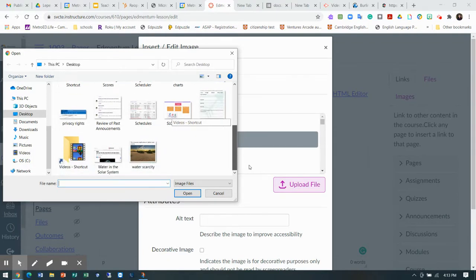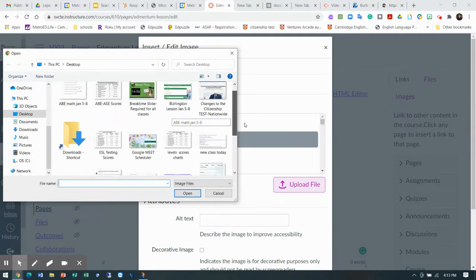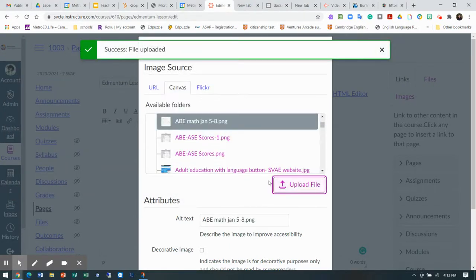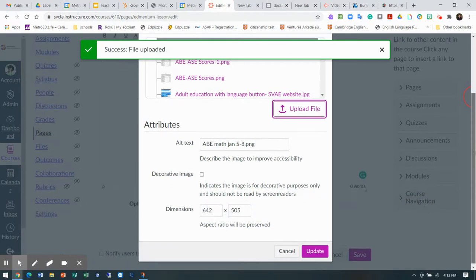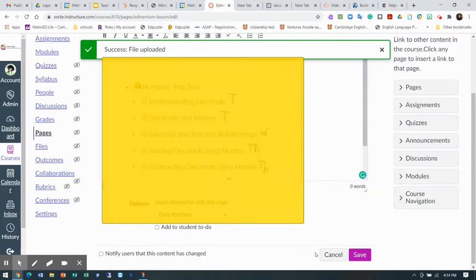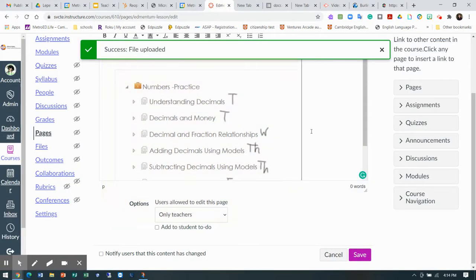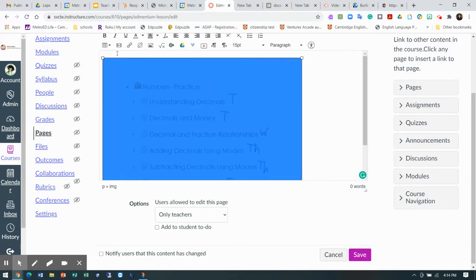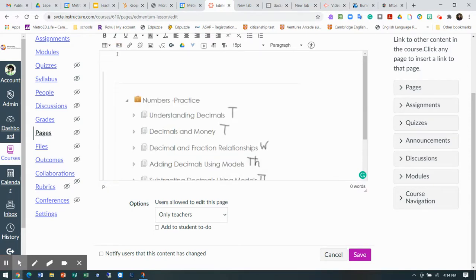Okay. So I'm going to look here and see my picture that I just took a picture of, ABE Math. There it is. Boom. Put it right in there. Scroll down, update. There it is for them to see. Big, bright, bold. It's right there for them. No worries, no terrifyingness, right? I don't have to worry at all.